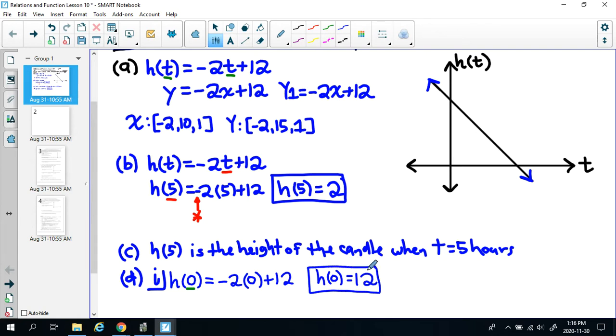And then it says explain the significance of this. Well, h of 0 equal to 12, that is just going to be the height of the candle when 0 hours has passed. So that's actually the starting height of the candle, the original height of the candle. And actually, this is the y-intercept.